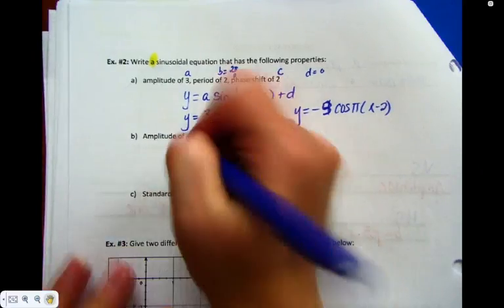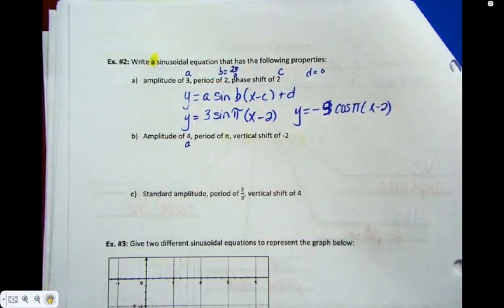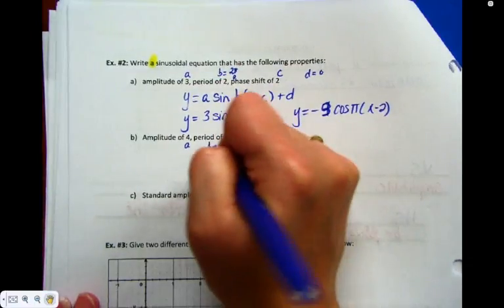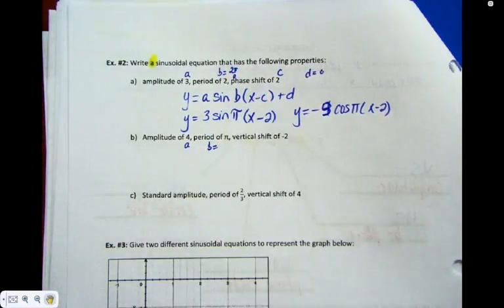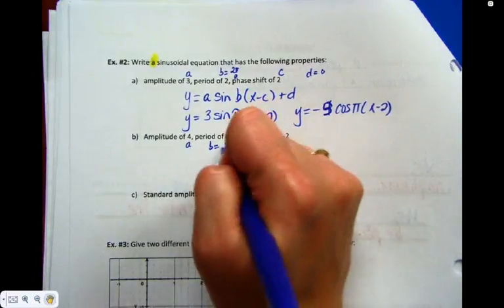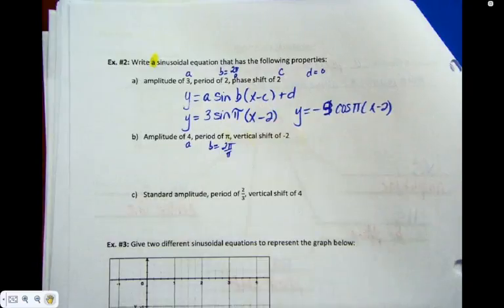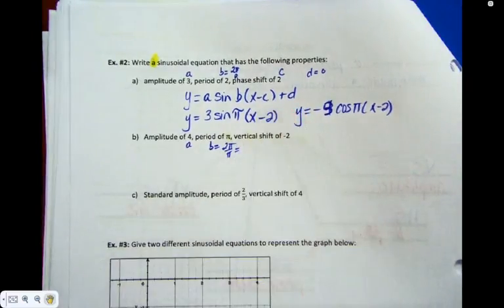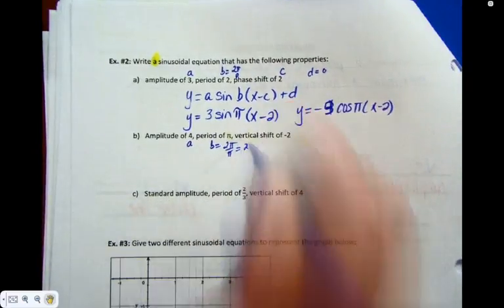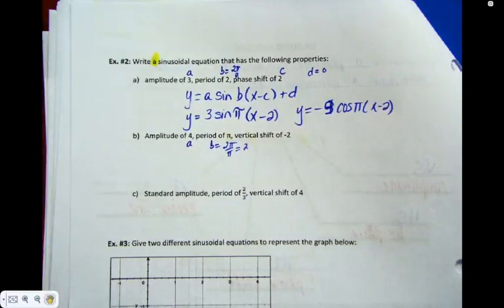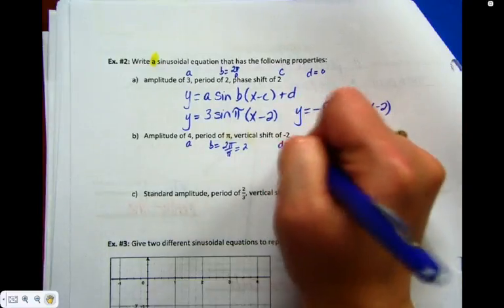Okay, amplitude of 4, that's that A value. Period of pi, okay, that's got something to do with B. What's the relationship with the B in the period? 2 pi divided by, in this case, pi. So the B value is going to be 2. Vertical shift, sometimes they'll use that instead of phase shift or center line, so you just need to be aware which is which. If it's vertical, is that our phase shift or our center line? That's our center line. That's our D value of negative 2.